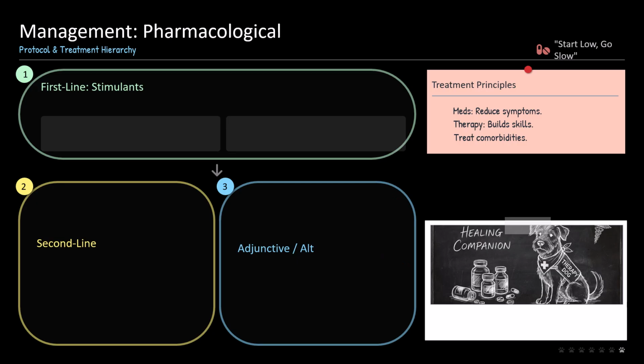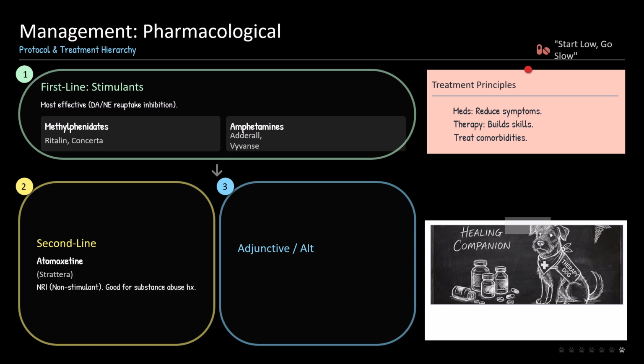Because early treatment is a good prognostic factor, we need to know how to treat ADHD. First line is stimulants. Stimulants increase dopamine and norepinephrine. You need to remember that for the exam. And stimulants such as methylphenidates, Ritalin, Concerta, and amphetamines, Adderall, Vyvanse, are all considered first-line treatment for ADHD.